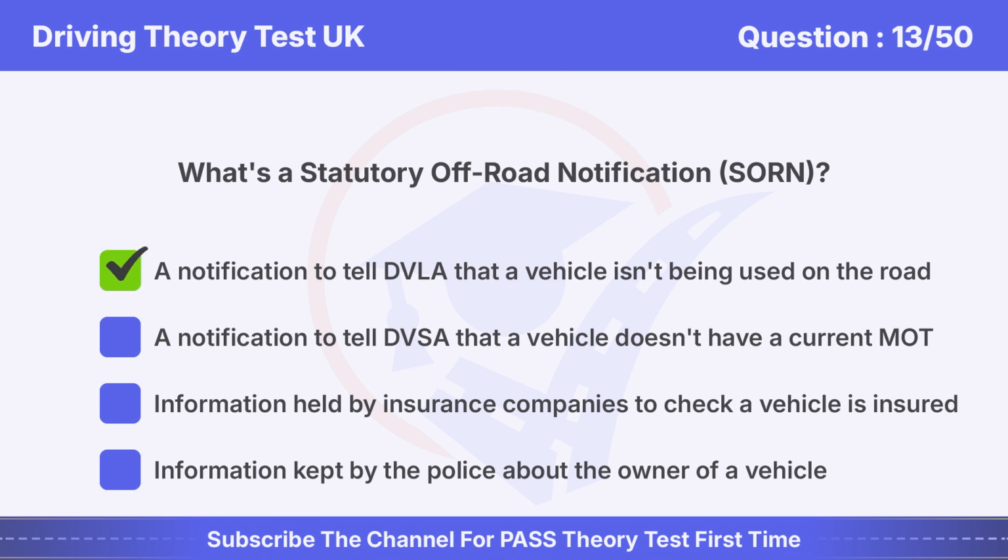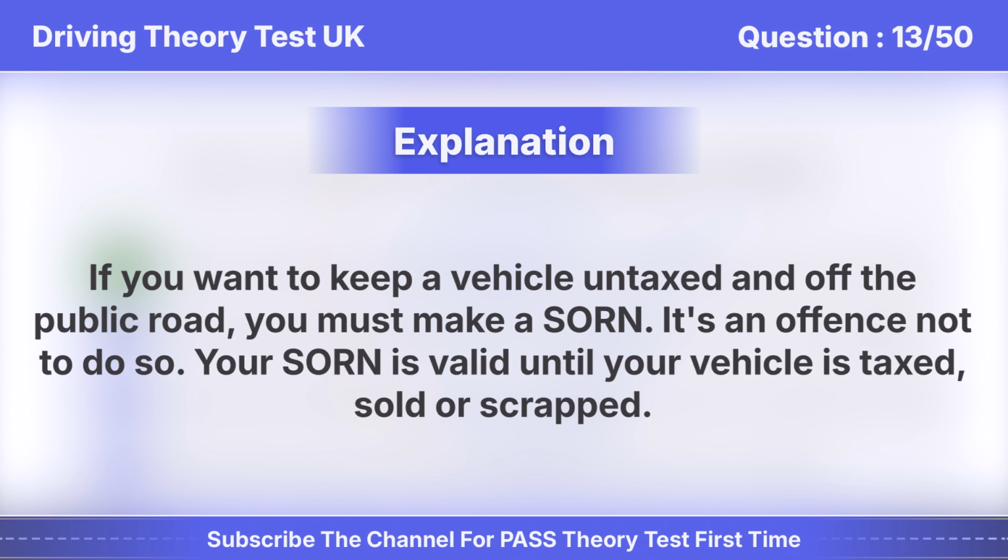Answer is A. A notification to tell DVLA that a vehicle isn't being used on the road. If you want to keep a vehicle untaxed and off the public road, you must make a SORN. It's an offense not to do so. Your SORN is valid until your vehicle is taxed, sold, or scrapped.